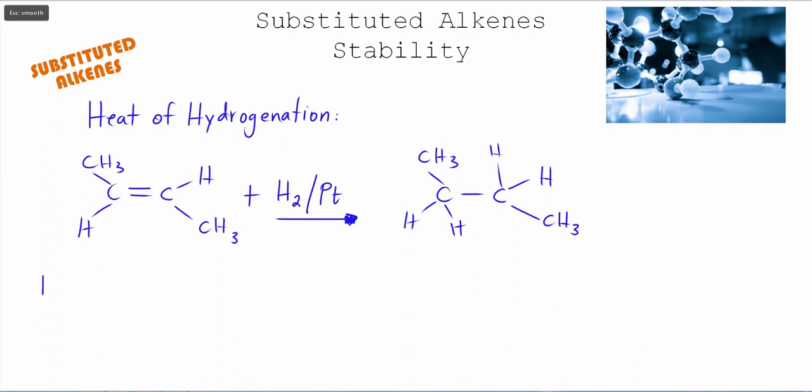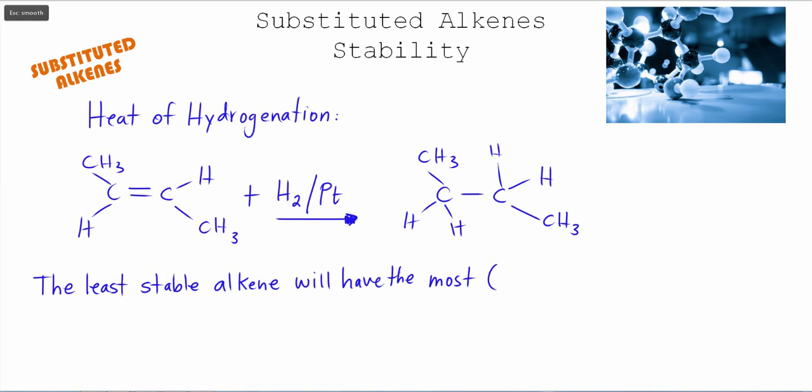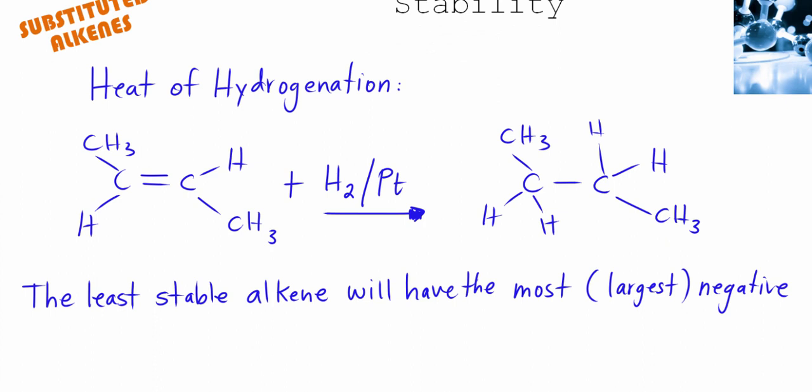So the least stable alkene will have the most, and I can say the largest, negative heat of hydrogenation.